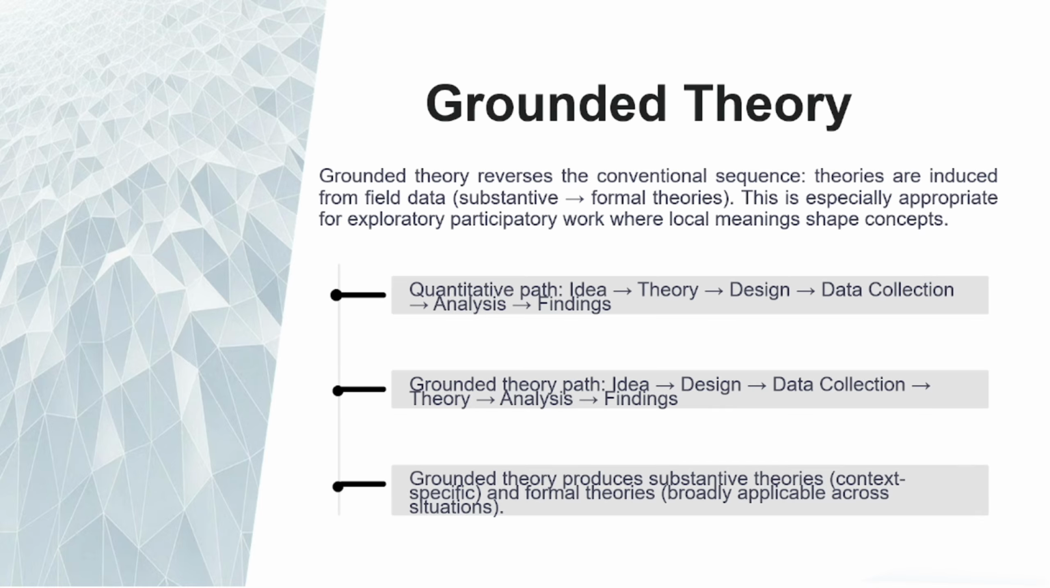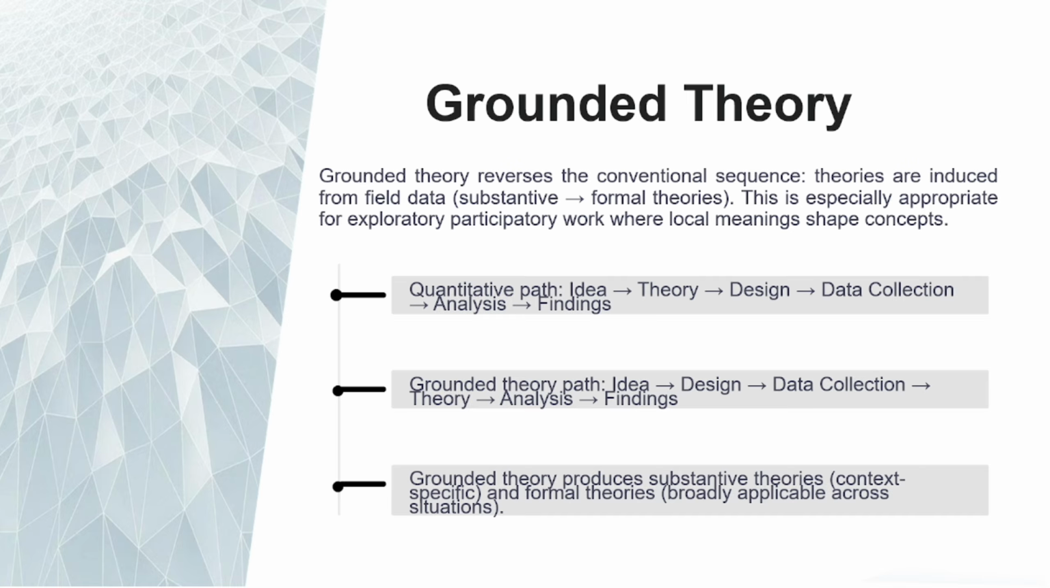Normally, in qualitative research, we begin with an idea, then develop a theory, design the study, collect data, analyze it, and finally reach findings. However, in grounded theory, the process is different. It starts with an idea, followed by research design and data collection, then through continuous analysis, a research theory emerges, which leads to the final findings.